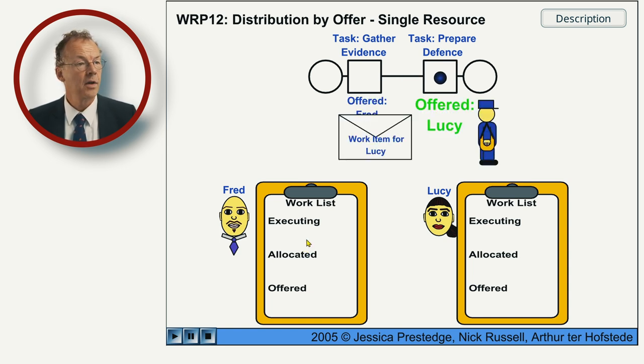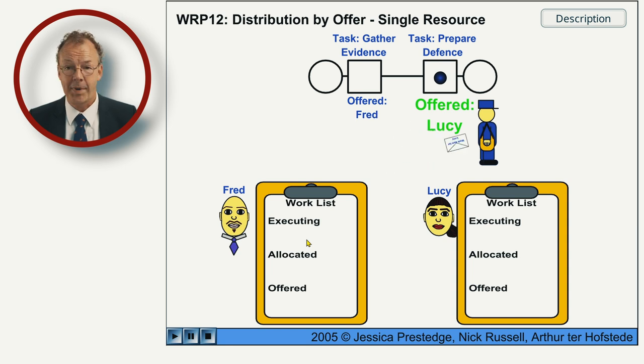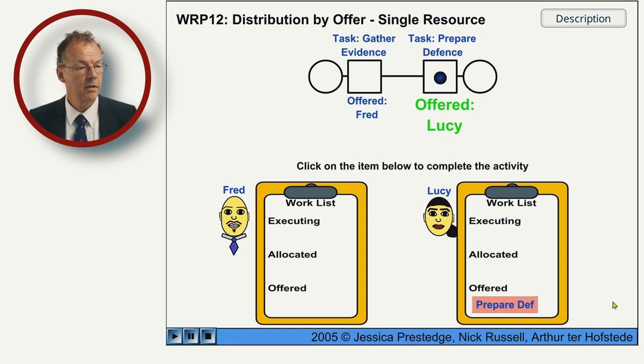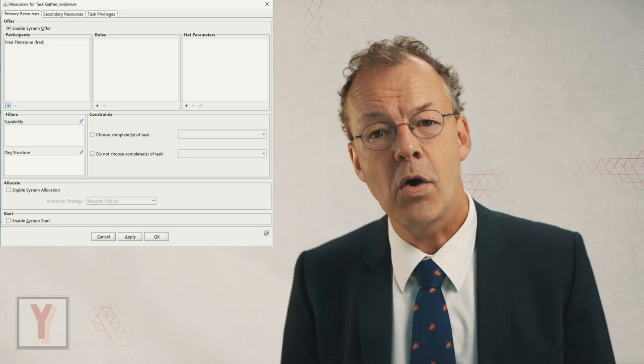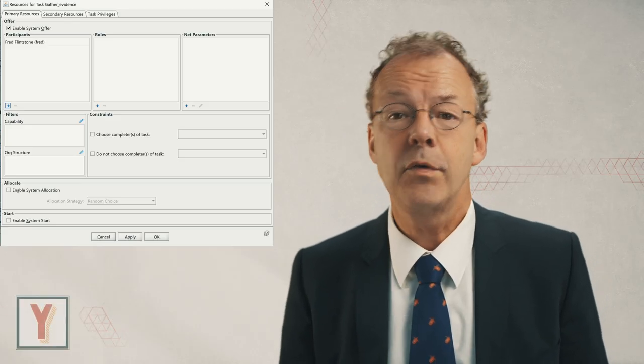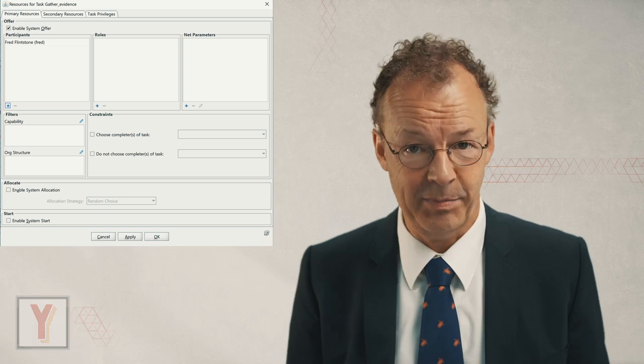And the next work item, prepare defense, is offered to Lucy, and Lucy accepts it, starts it, and then finishes it. In YAWL, we can implement this by offering a work item to a single participant.